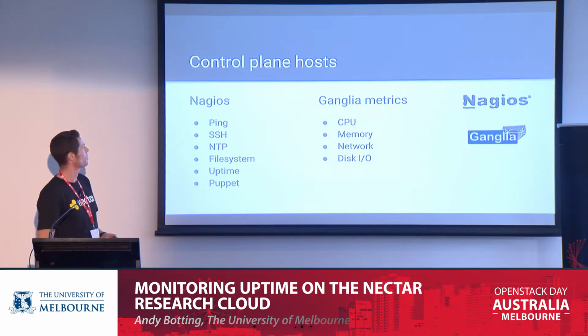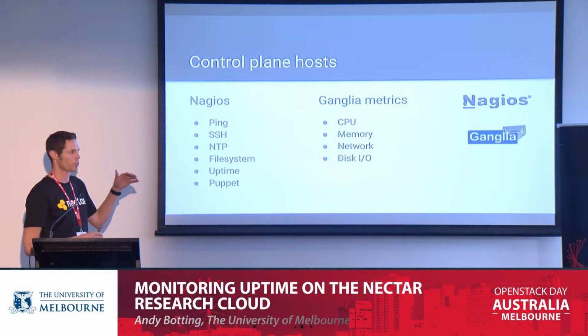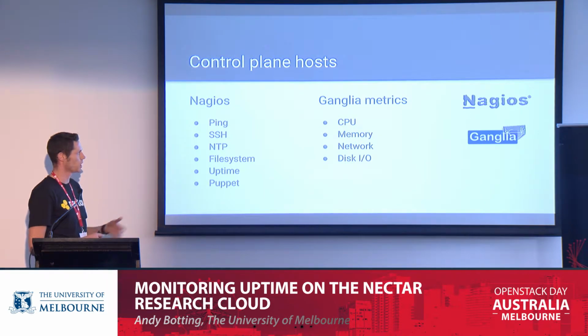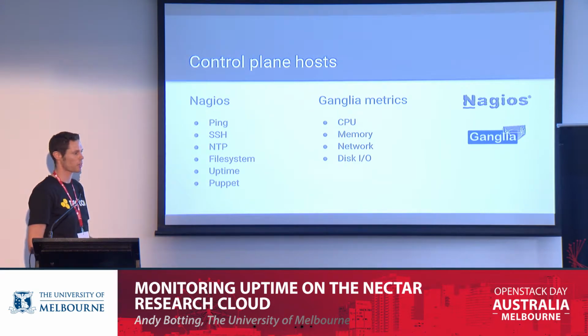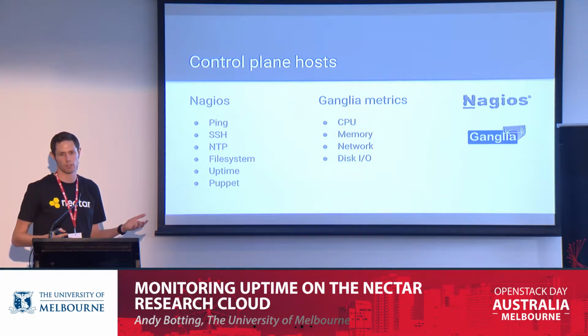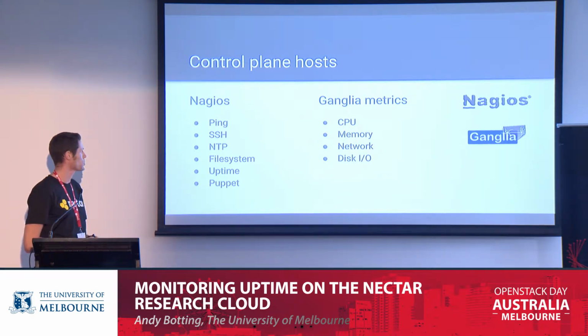So I talked a little bit about this before, but at the top level, we've got our control plane hosts. Some of the tools that we use for this are Nagios and Ganglia. Your standard ping test, that's great for establishing that you've got at least network connectivity. SSH, we need SSH to get in as system administrators, so it's a great thing to test. NTP is critical because if your time servers are out, then you can have all sorts of strange and unusual problems. File system, when the disk fills up, things fall over. We have a test for uptime.